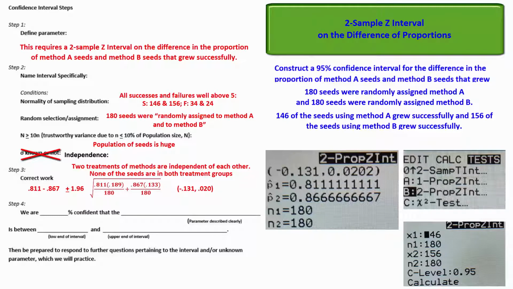Since it's the success rate using method A minus method B, here's how we interpret the interval. We're 95% confident that the difference in success rates proportions is between 13% more seeds growing successfully using method B to 2% more seeds growing successfully using method A.